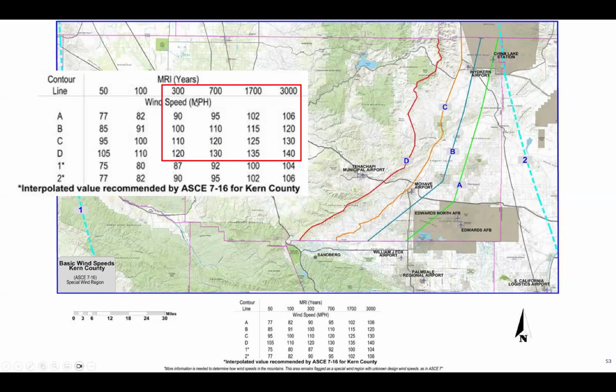And for risk category 2 structure, you go from 95 miles per hour at A to 130 at D. So for example, Mojave Airport would be somewhere between B and C. So somewhere between 110 or 120 for risk category 2 structure, or 115 or 125 for risk category 3.